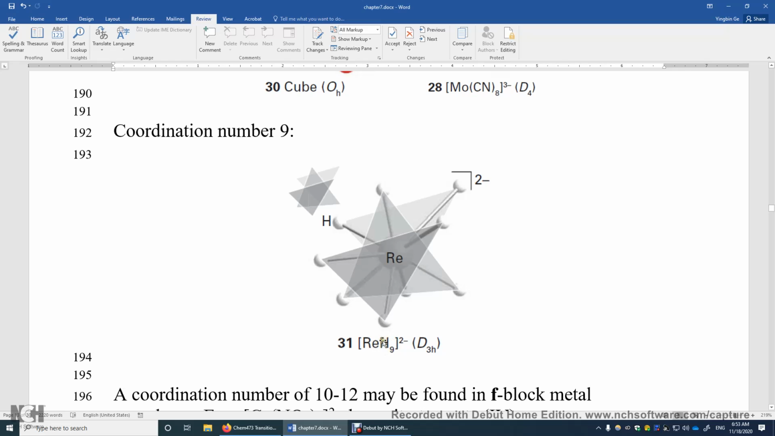This is because after you assign the bonding electrons to the 9 ligands, each hydrogen is actually H minus. So you have 9 minus from these 9 hydrogen minus. So this transition metal center must bear a positive 7 charge.